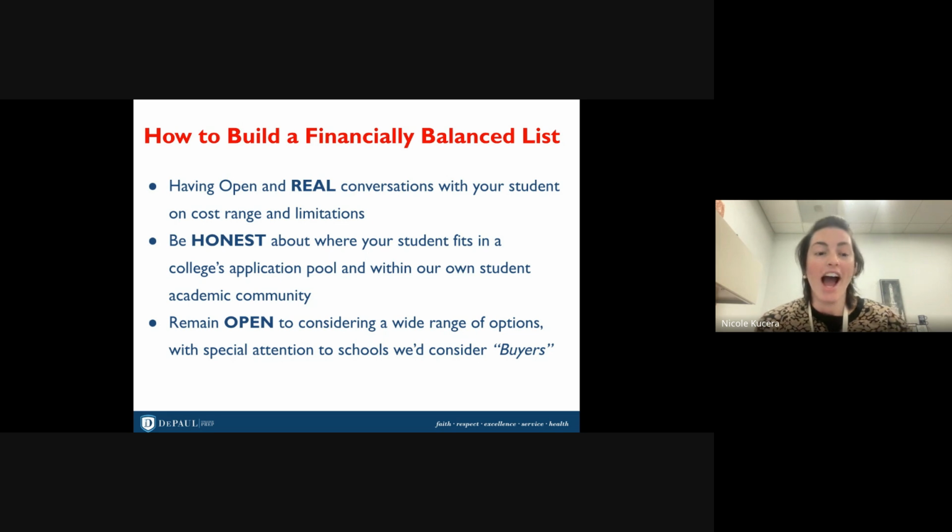So really, one of the best things to be able to do is have this really true, honest, real conversation with your student on cost, including what that range may look like and what limitations may look like. So again, I think one of the best things you could be doing is attending this session right now and getting informed. But then taking that step forward and having a real conversation with your student.